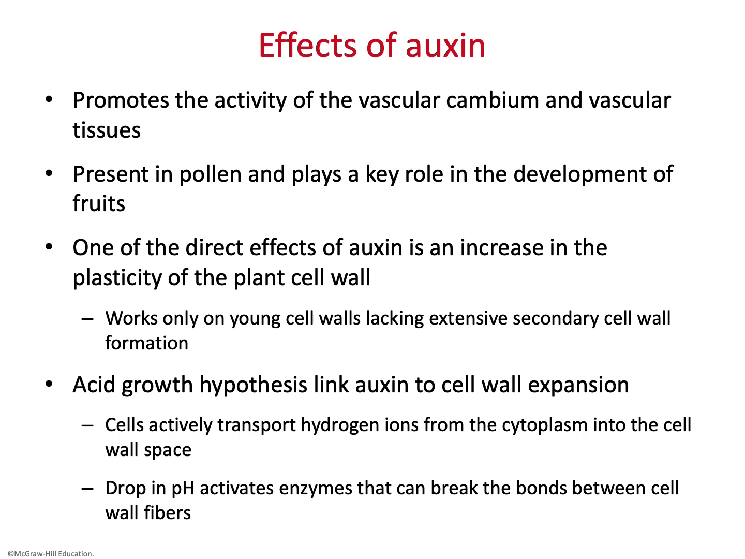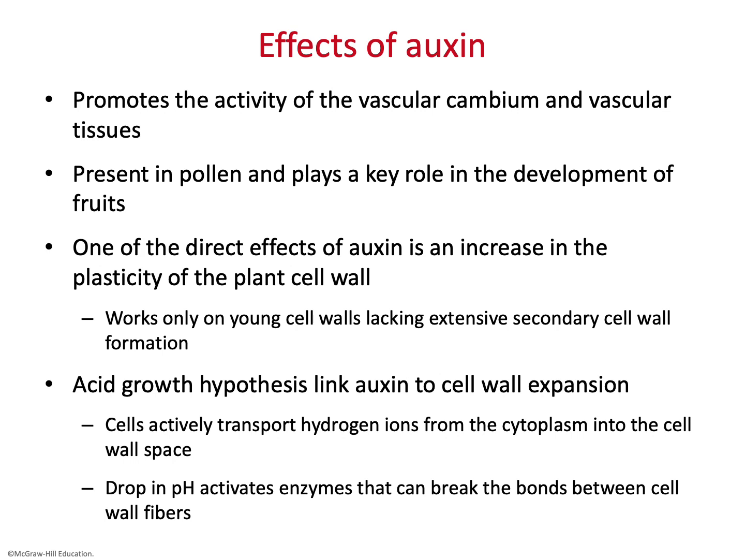One of the direct effects of auxin is an increase in the plasticity of the plant cell wall. This is only in younger cell walls, lacking the secondary cell wall formation. And further, the acid growth hypothesis provides a model linking auxin to cell wall expansion.